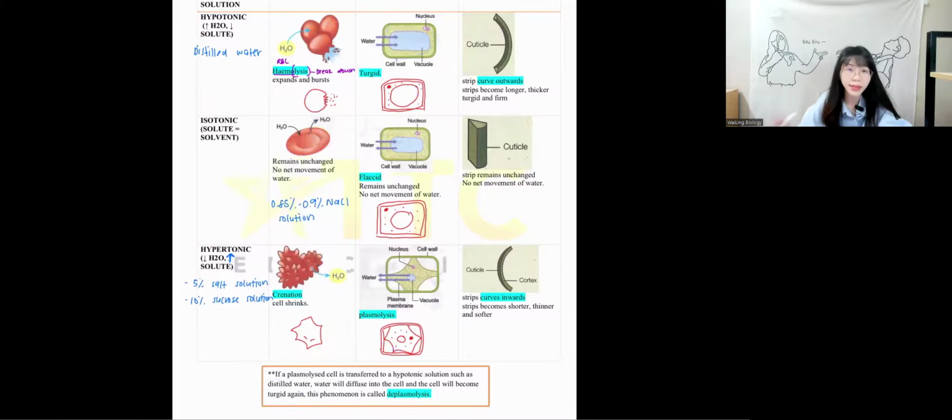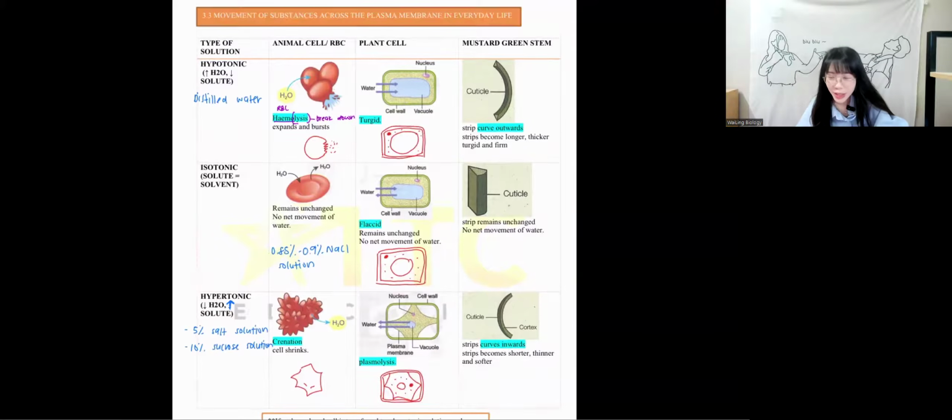So that's why if you go to some market, you can see that the person who sells the vegetables always sprays water onto their vegetables because they want to make sure the vegetables are always in a turgid state. When you spray water on the vegetables, they don't look like they are dying. So this is how they keep their vegetables fresh. It's the same thing. It's a deplasmolysis process actually.